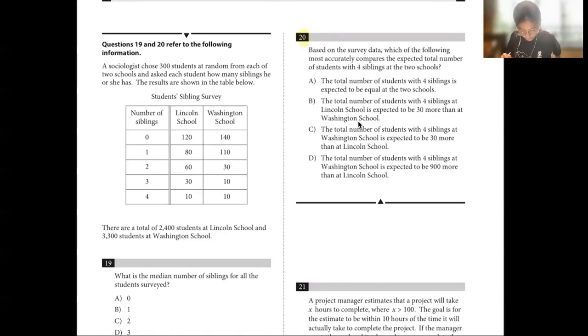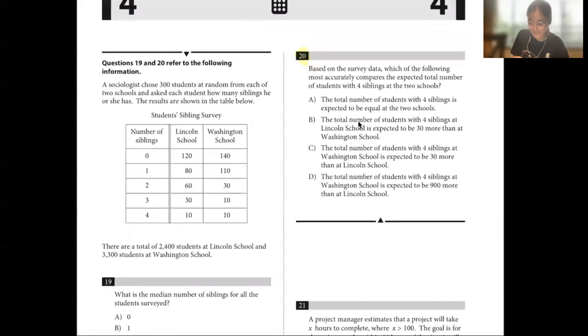Okay, so this doesn't just represent the actual number. It is the random number of students chosen out of the whole pool. So in this Lincoln School, that would be 300 out of the 2,400. So this is just a sample out of the whole big population. So just have that in mind because they're probably going to test you on it.